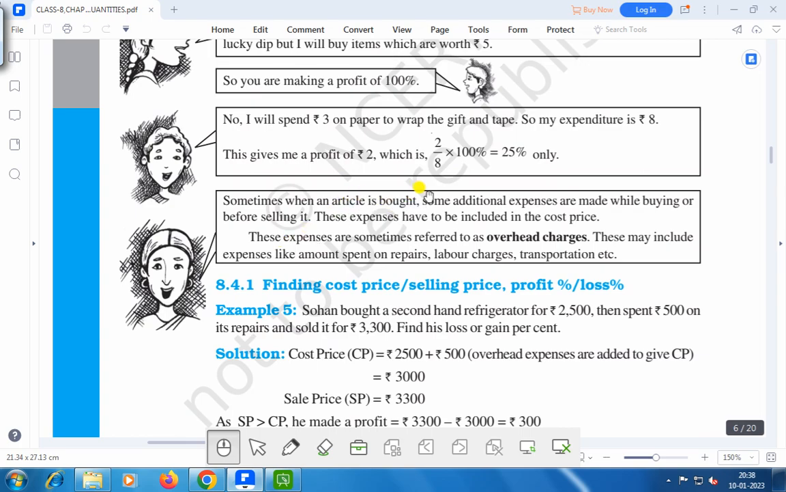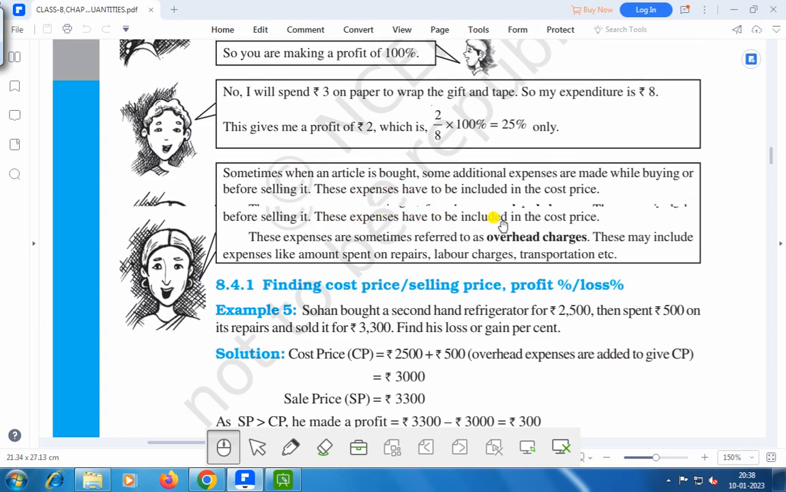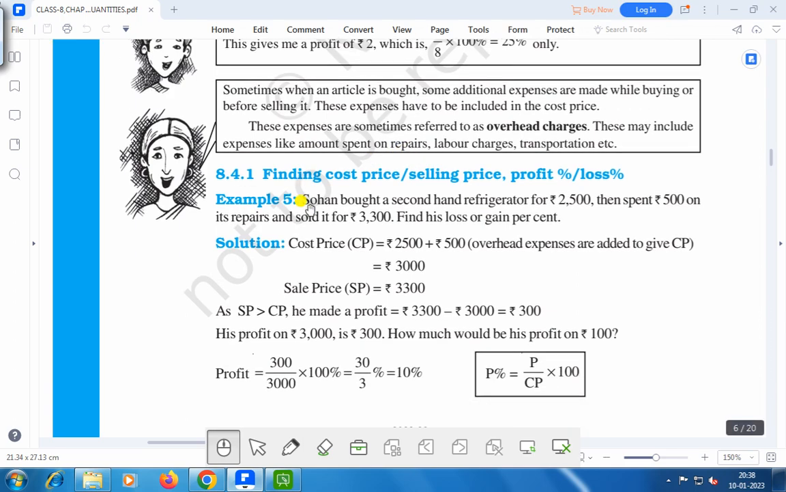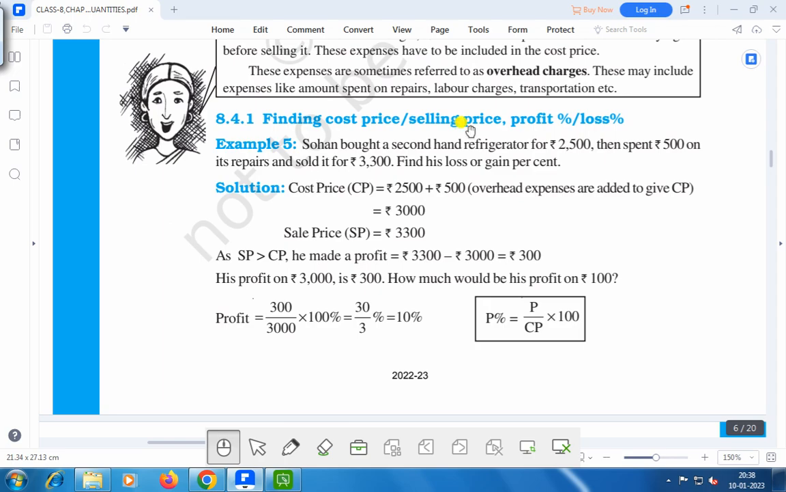Sometimes when an article is bought, some additional expenses are made while buying or before selling it. These expenses have to be included in the cost price. These expenses are sometimes referred to as overhead charges. These may include expenses like amount spent on repairs, labor charges, transportation, etc. Finding cost price, selling price, profit percent and loss percent.